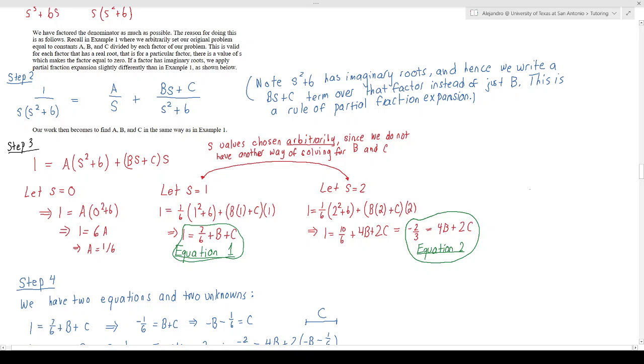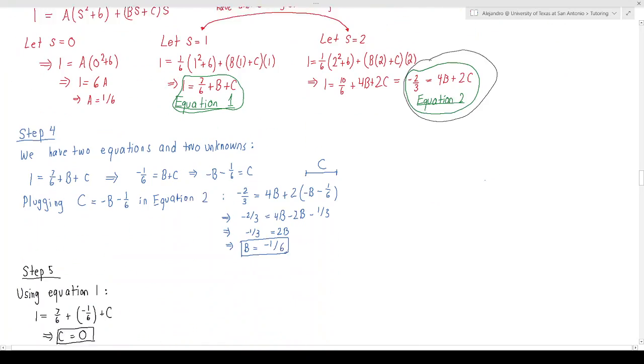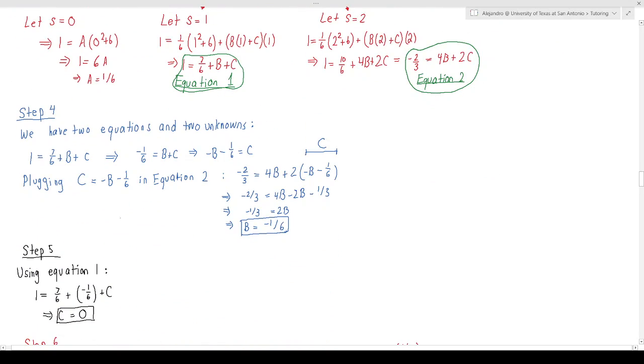Our second equation is just choose another s value. I choose s equals 2 because that's an easy small value to work with. You plug in everything and you end up with this second equation, negative 2 over 3 is equal to 4b plus 2c. And this basically just turns into some algebra, right? You have two equations, you have two unknowns. You can use one equation to plug into another. I chose equation 1 and I put it into equation 2.